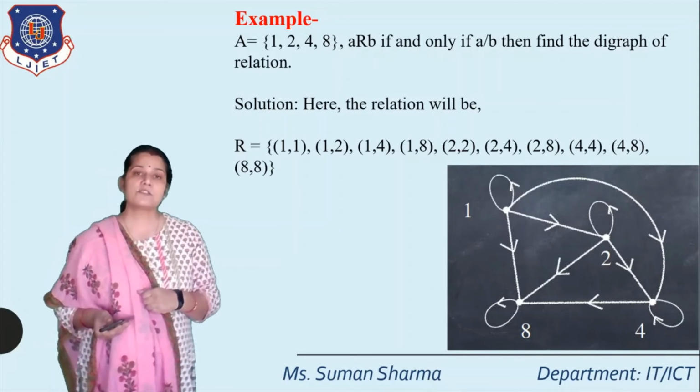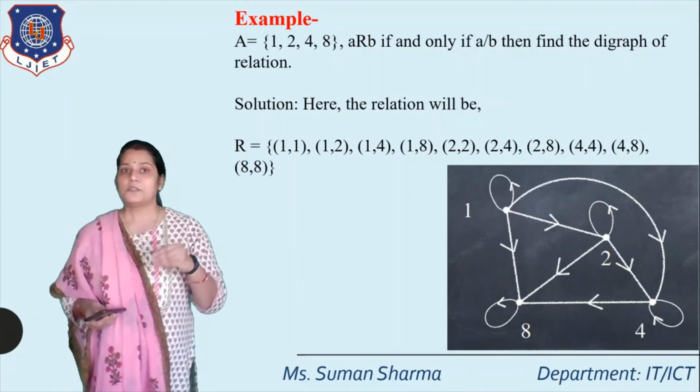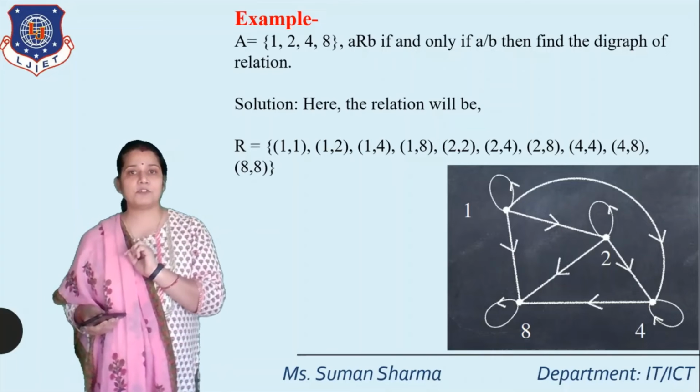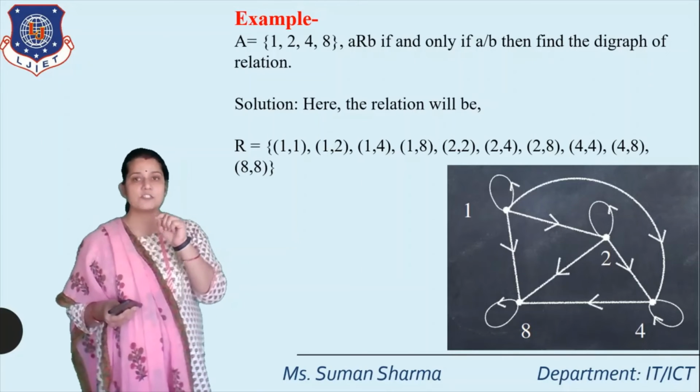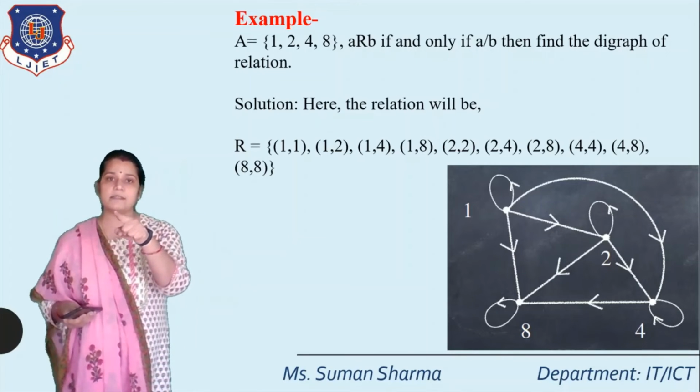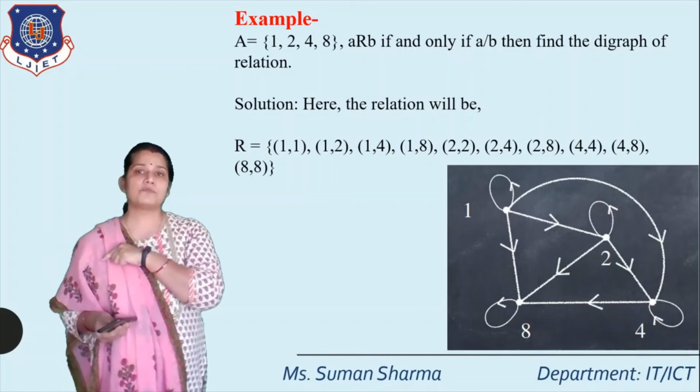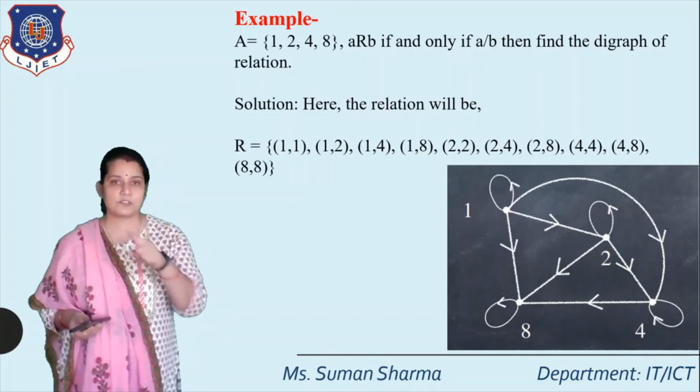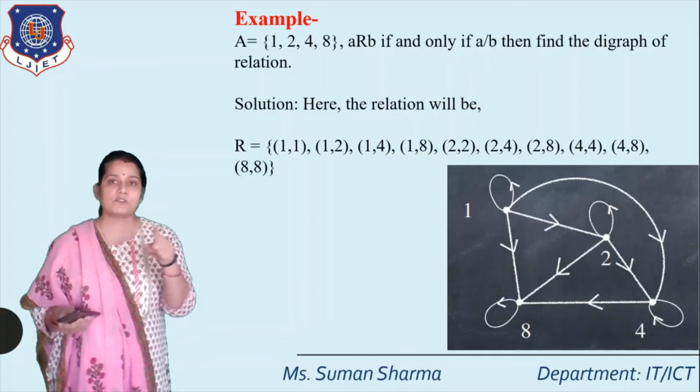Okay, next one is 2 comma 2. So first you draw the self loop for 2 comma 2. Okay, next is 2 to 4. So you draw the arrow 2 to 4. Next is 2 to 8. So you draw it on the bottom side, 2 to 8.